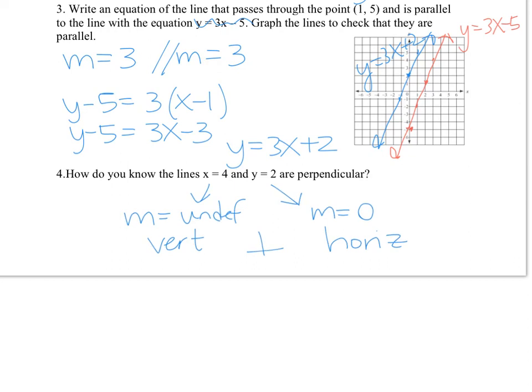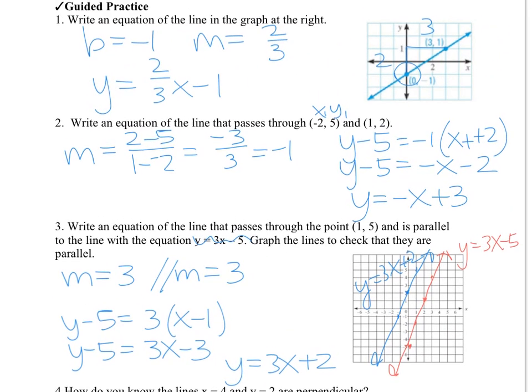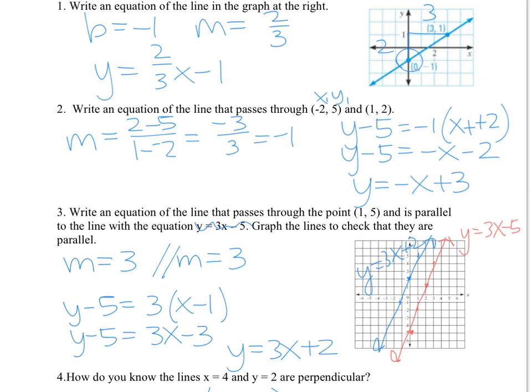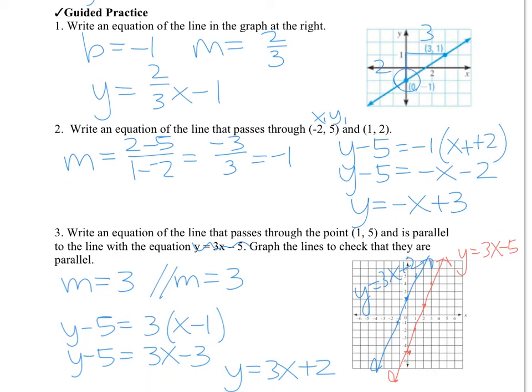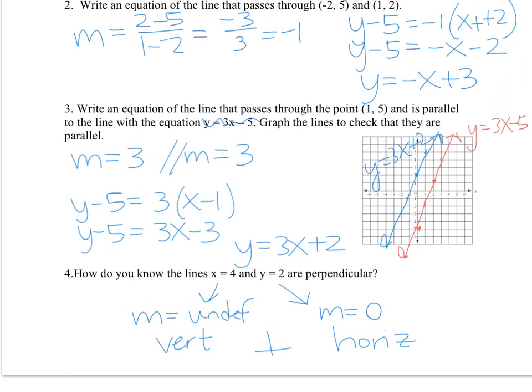Okay, so hopefully you were able to get those answers correct. The last one there, you have a vertical line and a horizontal line. They are perpendicular. Everything else, hopefully you were able to follow along. Again, you do not have to use the point slope form. If you like to solve for b using y equals mx plus b, you should still get the same result. This is the end of day 1.